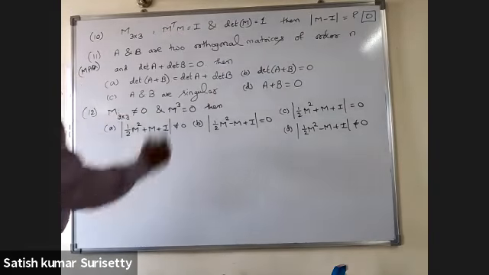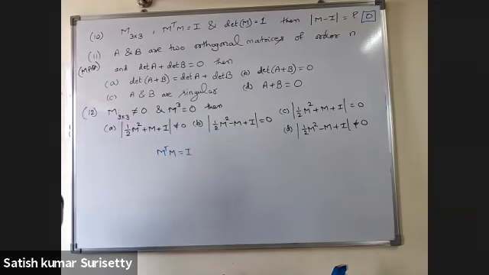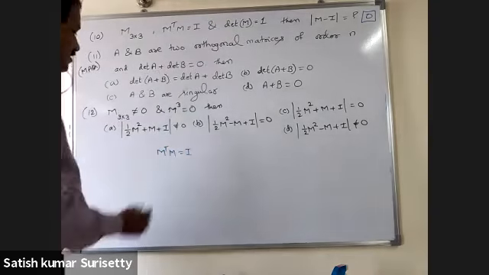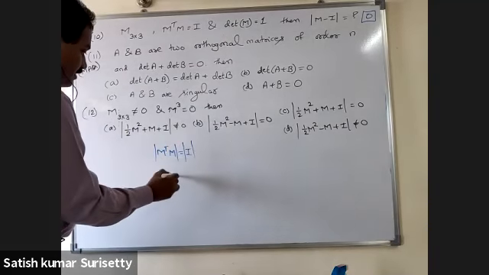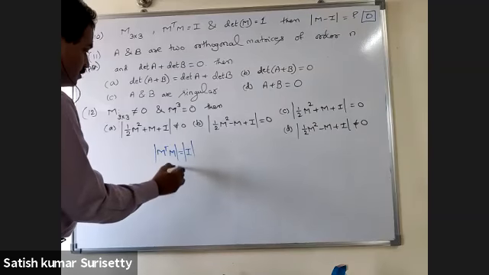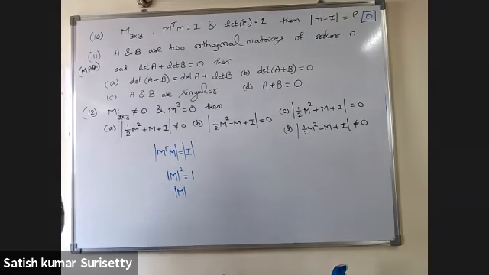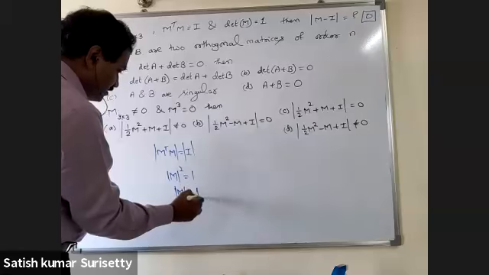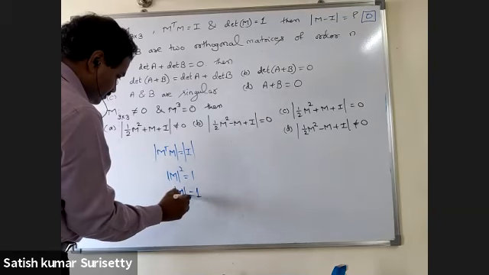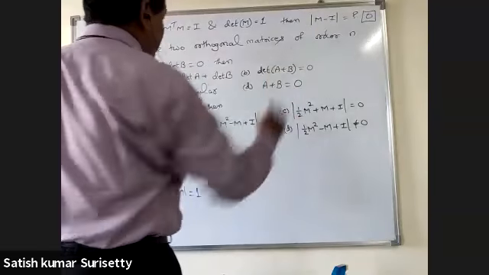M transpose M equal to I, and determinant of M equal to 1. If I take the determinant, it will be determinant of M whole square equal to 1. That means determinant of M equal to plus or minus 1. But it is already given, so I should take determinant of M equal to 1 only. Next, we need to calculate determinant of M minus I.